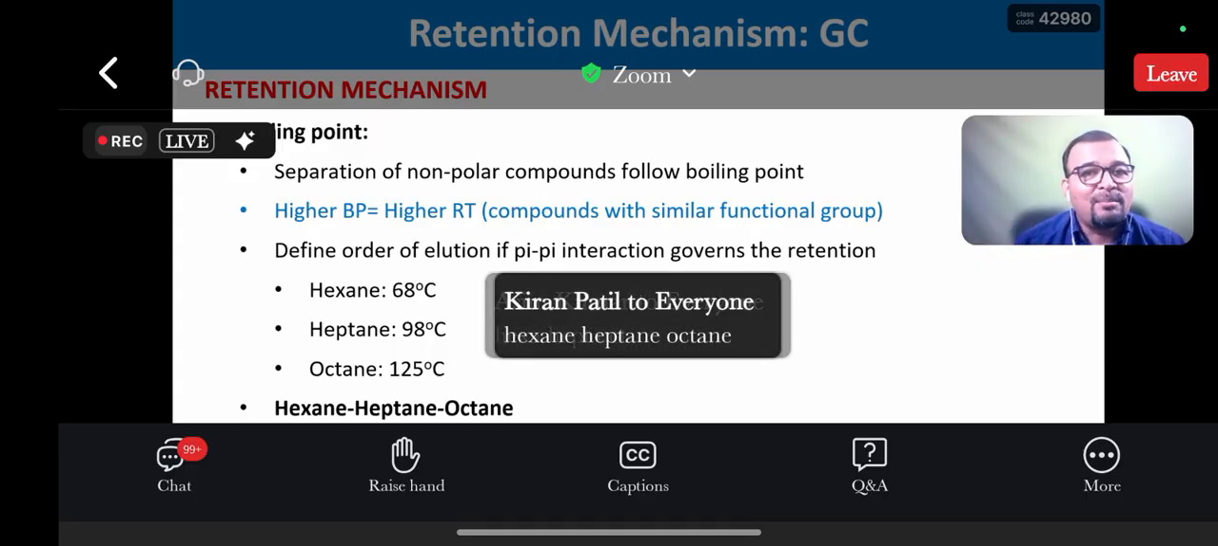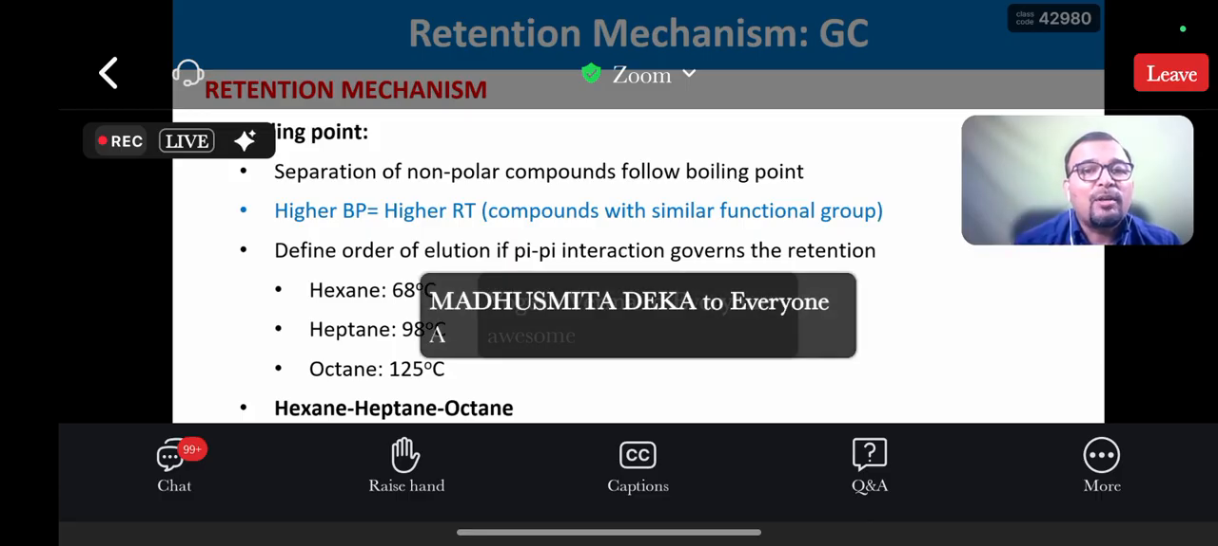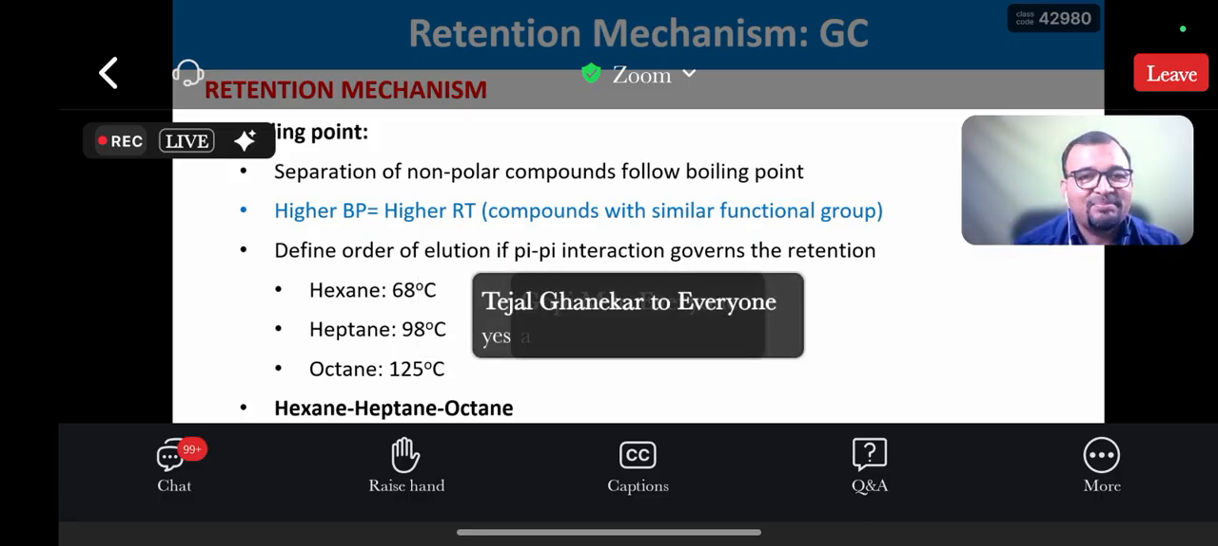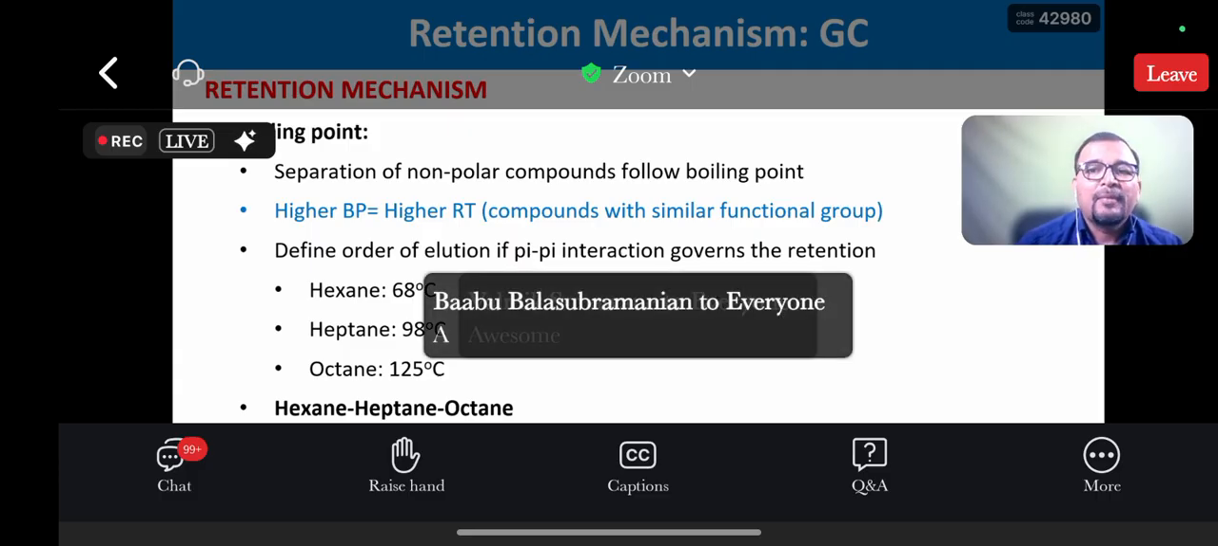Now, with this, we have completed the gas chromatography retention mechanisms. Are you feeling awesome? Type in A for awesome in the comment box. With this point, we finish the gas chromatography retention mechanisms. We're going to talk about HPLC or liquid chromatography retention mechanisms. Let us begin with liquid chromatography now.